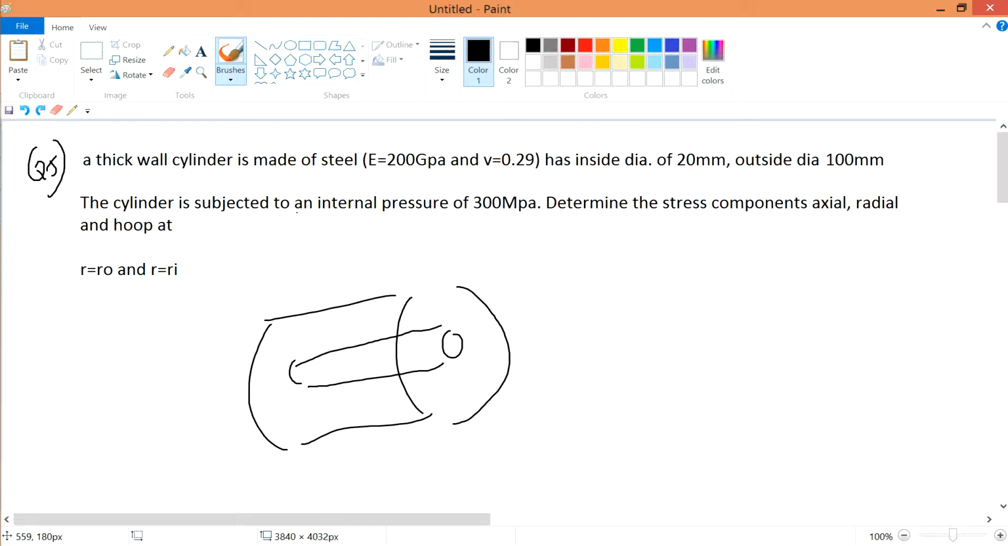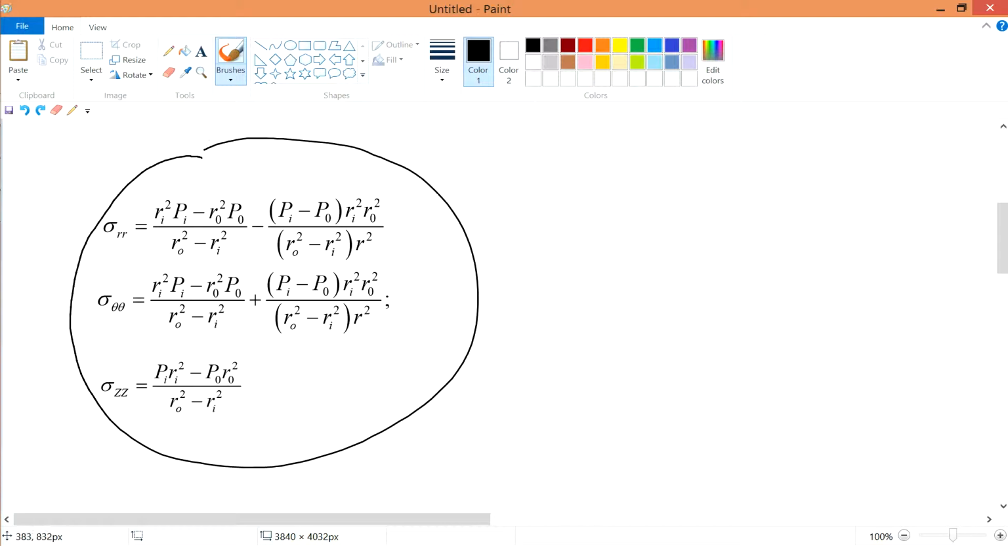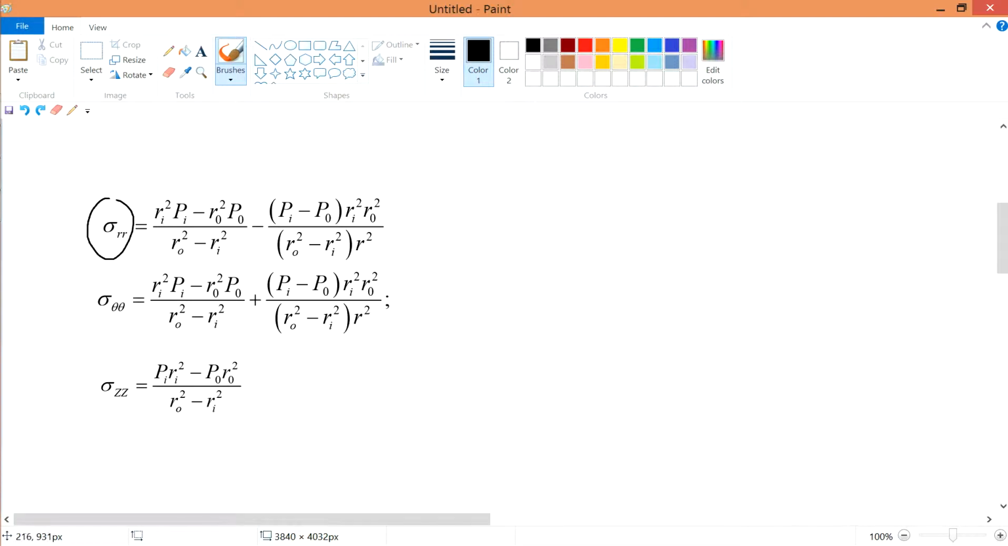The first thing that comes to my mind is, when we are talking about thick wall, we are going to use these formulas. This is the radial stress, sigma rr. This is the hoop, and this is the axial or the longitudinal stress. If we take the pressure outside to be equal to 0, this means that the whole term here is 0. Maybe P_i is over here, so I assume that P_out is 0, so I continue to calculate.